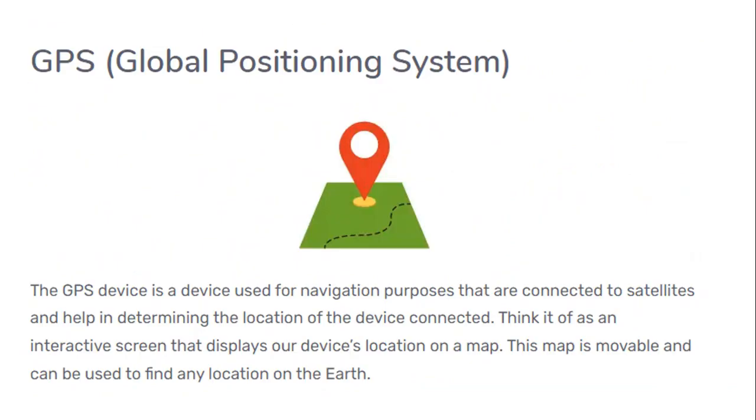Global positioning systems, of course, are used to navigate. Most of you know that the purpose is to connect to satellites to help us determine our location and whether our device is connected or not. GPS now is major. It is a worldwide system and it is used to interact with your particular location on a map, and the map is movable and updates in real time.